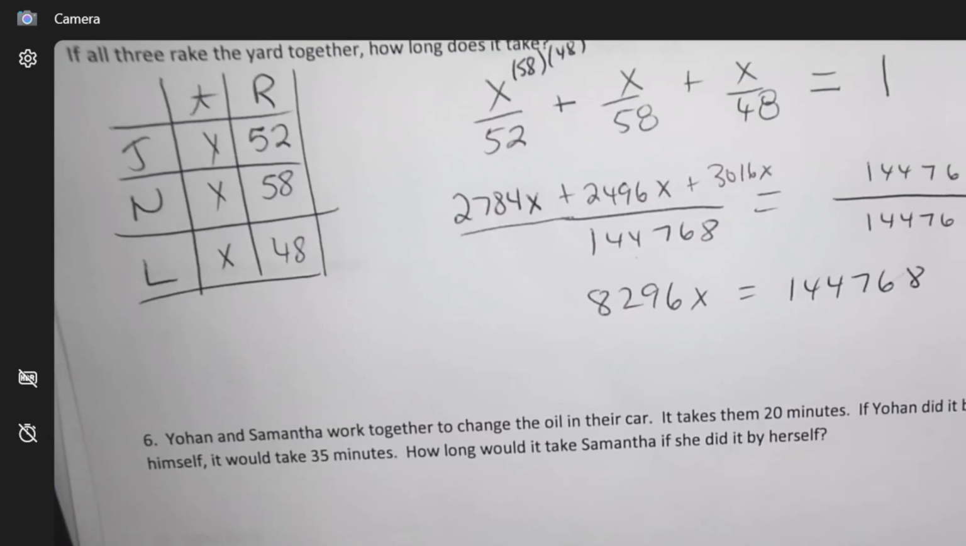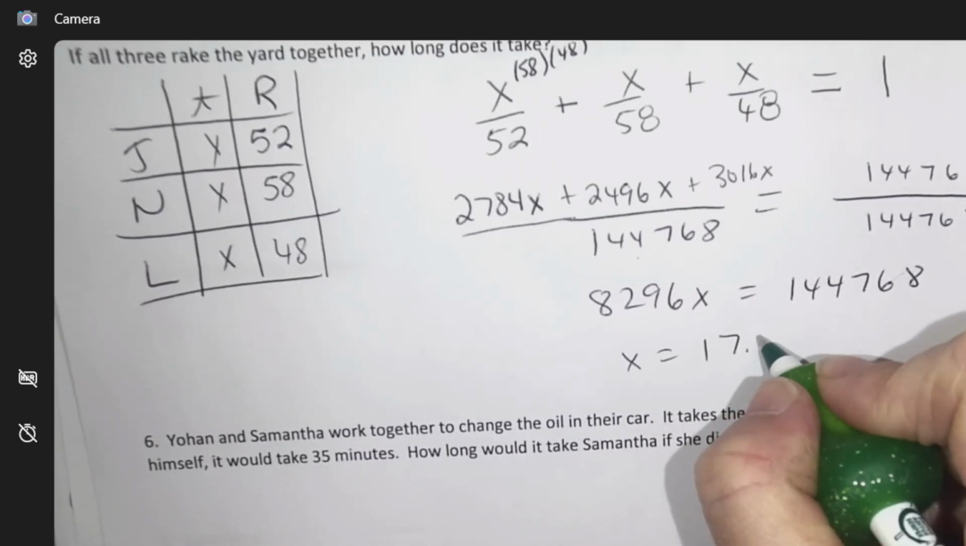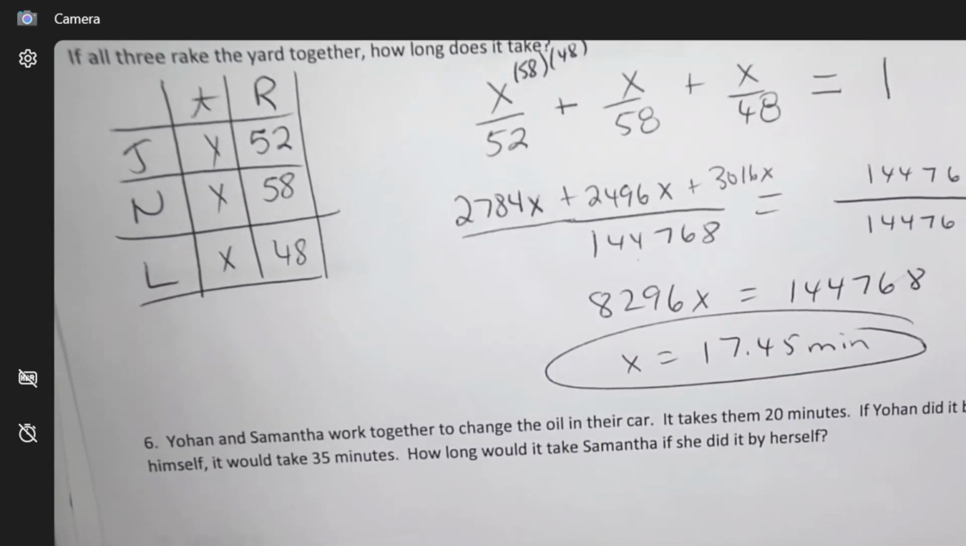Okay, I'm dropping the denominators, right? Because I don't care about them anymore. If they're the same, the tops have to be the same. Ben, did we get the same answer with your number? I just used that one. Oh, I thought you were going to use yours.